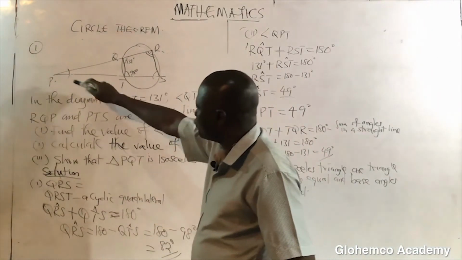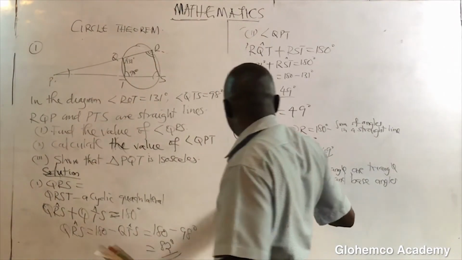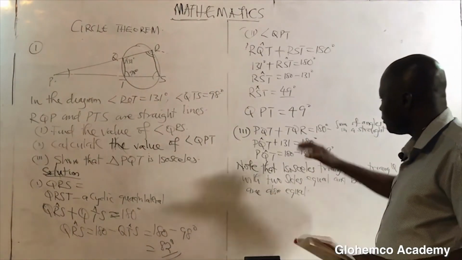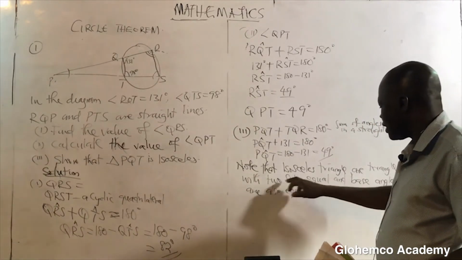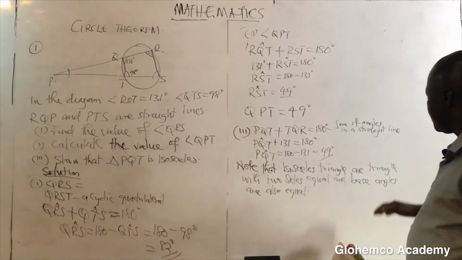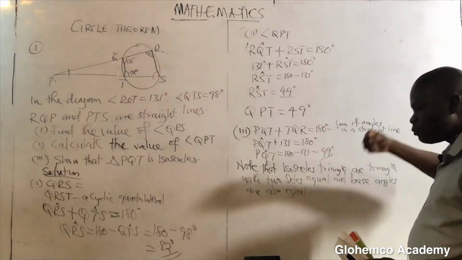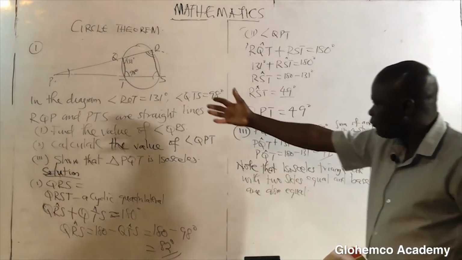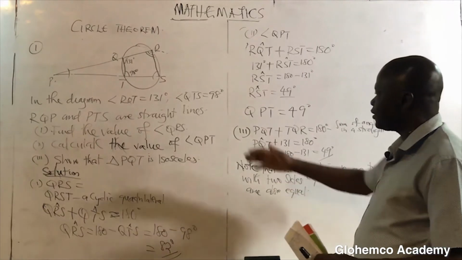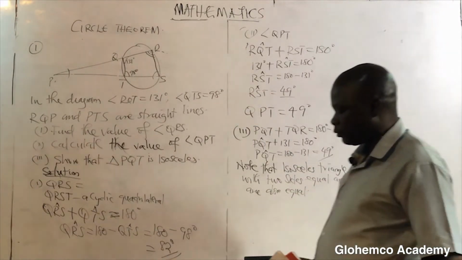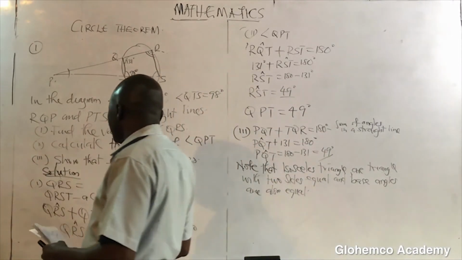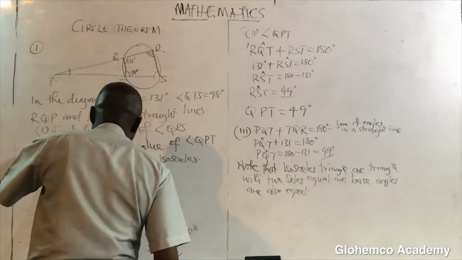Now we see that no size is given to us here, but we still say that there are two conditions that can make a triangle to be an isosceles. The first condition is that two sides must be equal. Then the base angles can also be equal. We don't know whether the sides are equal, but let us check whether the base angles will be equal. Come back to the diagram.